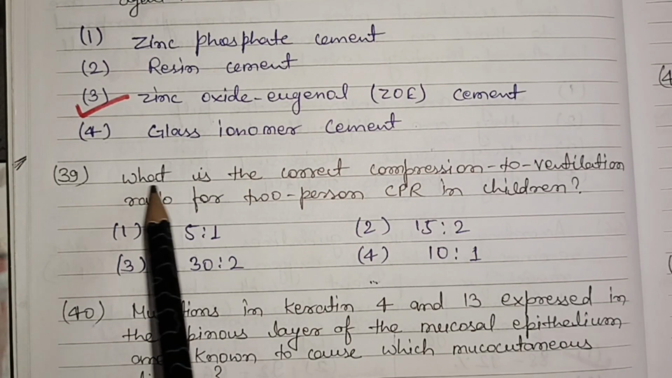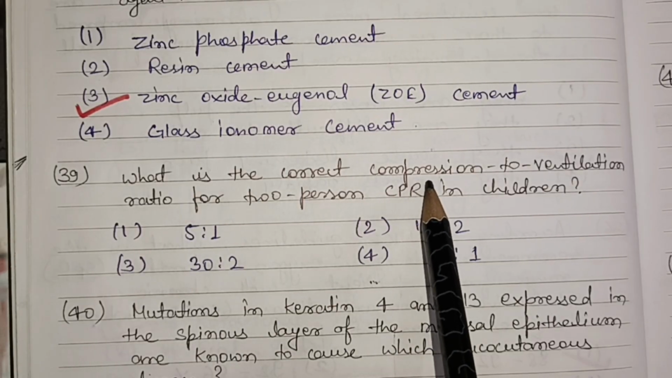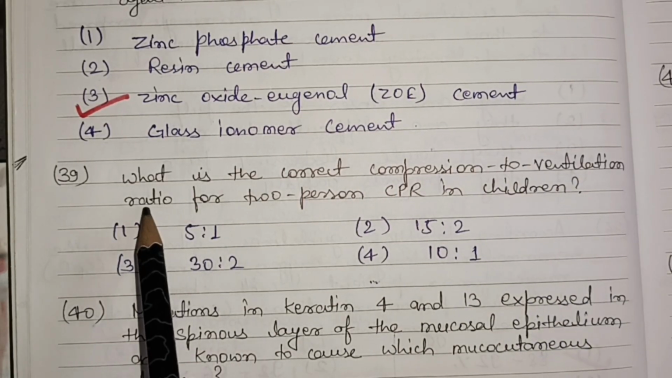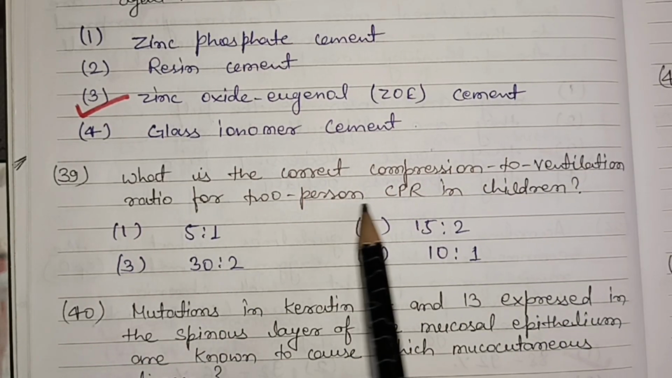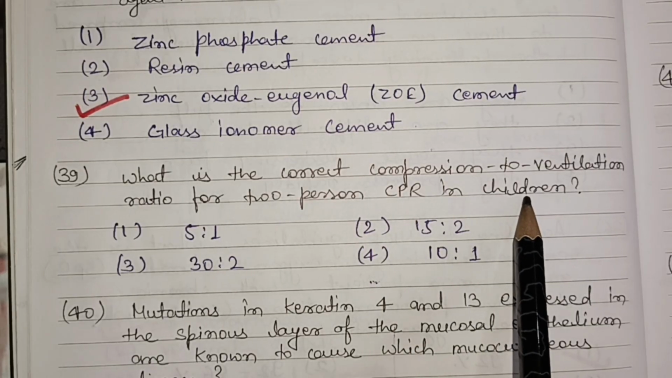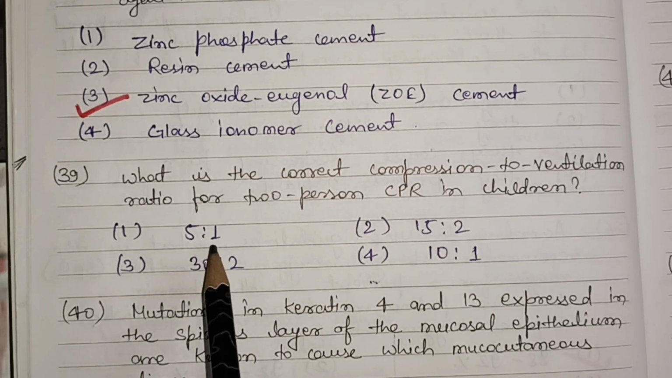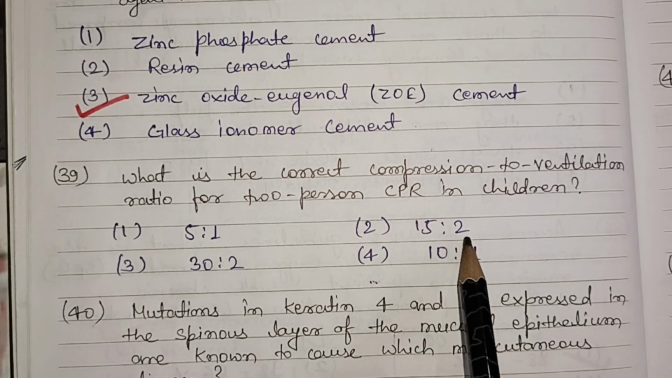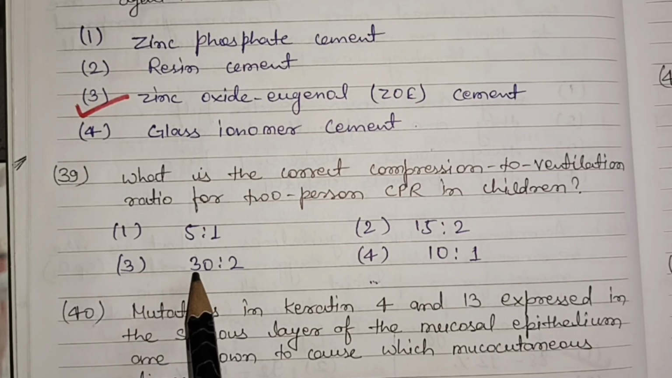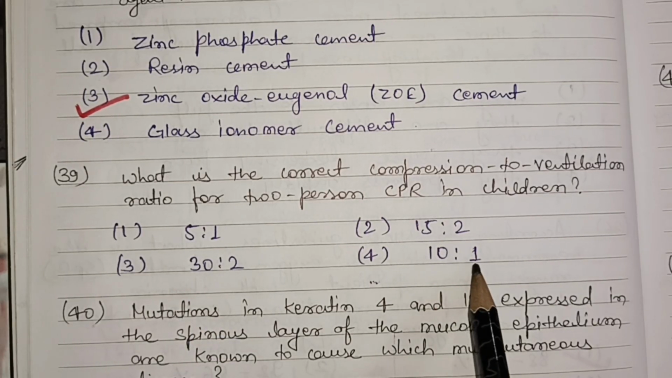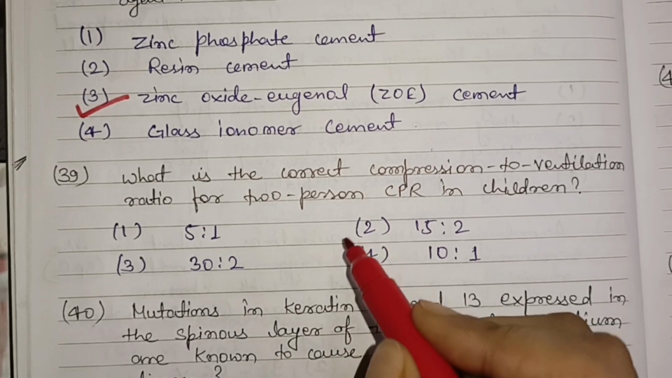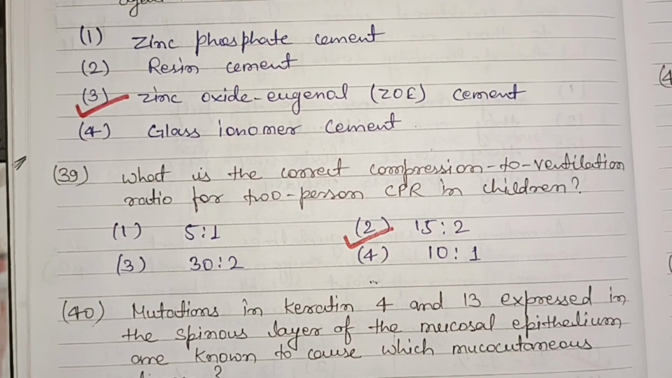Question 39 is, what is the correct compression to ventilation ratio for 2-person CPR in children? 5:1, 15:2, 30:2, and 10:1. The correct answer is 2. That is 15 is to 2 ratio.